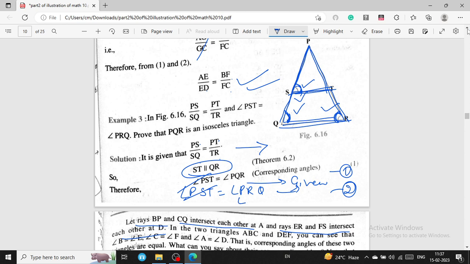You can say angle PQR is equal to angle PRQ. From the first and second equations, we find angle PQR is equal to angle PRQ. So we can say that PQ is equal to PR, sides opposite the equal angles. So we can say that PQR is an isosceles triangle. I will repeat it again.